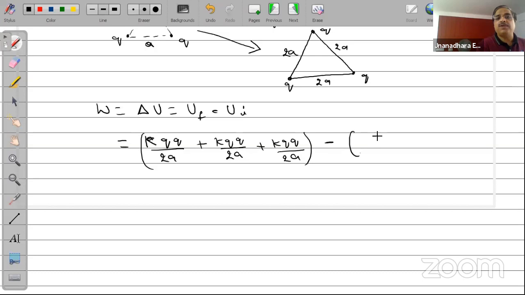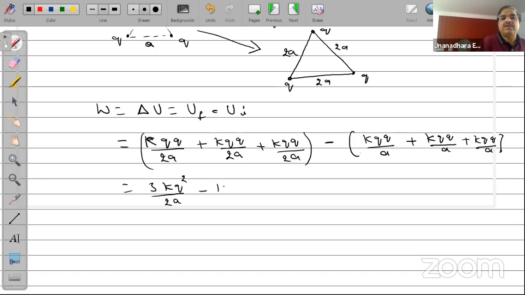Now the initial potential energy will be again K QQ by A, not 2A now, A, because that is the initial state, plus K QQ by A plus K QQ by A. Now you'll be saying that I could have written this as simply 3KQ square by 2A, you're right, minus KQ square by A. So the answer is minus 3 by 2 KQ square by A.